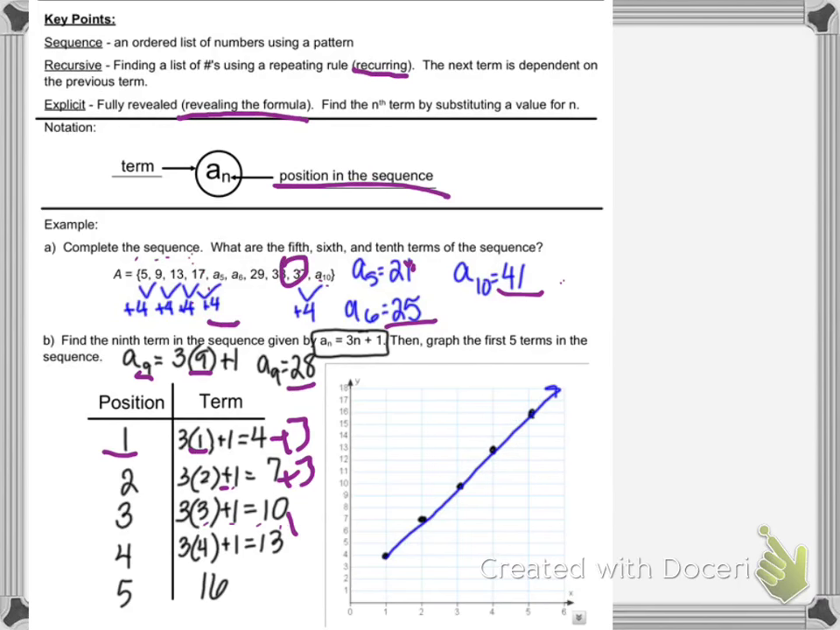So all you got to do is add 3 to find 16. And then graph them using x's and y's. These will be your x's, these will be your y's, and it makes a linear graph starting at 1. That's it. Alright.